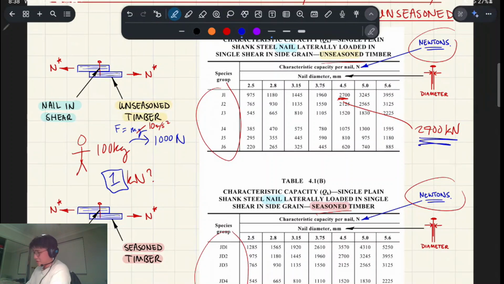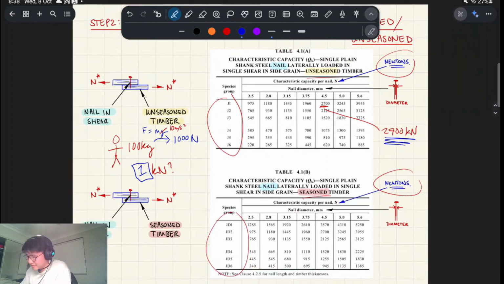So if your capacity in shear is the weight of, sorry, 2,700 tradie blokes who weigh 100 kilos each, there's something wrong. You know what I mean? So yeah, that's how you do it.